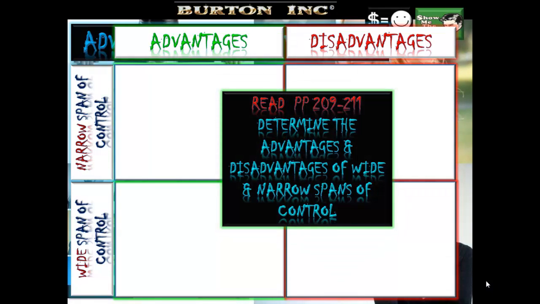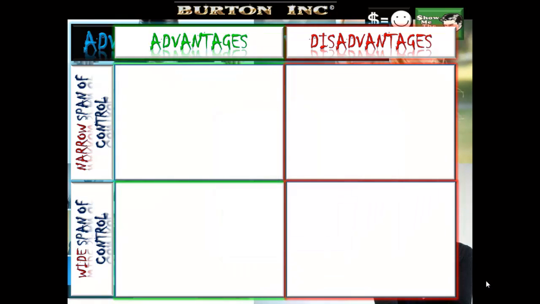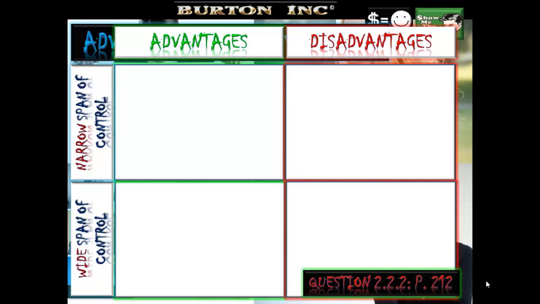And if you have a look in the Hong textbook, page 209 to 211, we've got the advantages and the disadvantages of each. And you've got a little activity here where you need to find the advantages of the narrow span of control, the advantages of having a wide span of control, and the disadvantages of each of these as well. So page 209 through to 211. And once you finish that, you've got your second question, question 2.2.2, and that's on page 212.